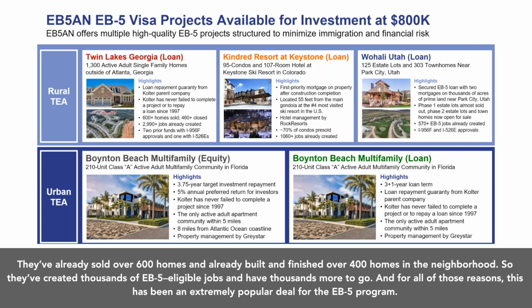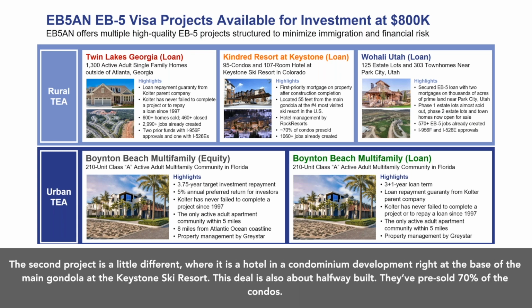So they've created thousands of EB-5 eligible jobs and thousands more to go. And for all of those reasons, this has been an extremely popular deal for the EB-5 program. The second project is a little different, where it is a hotel and a condominium development right at the base of the main gondola at the Keystone Ski Resort.